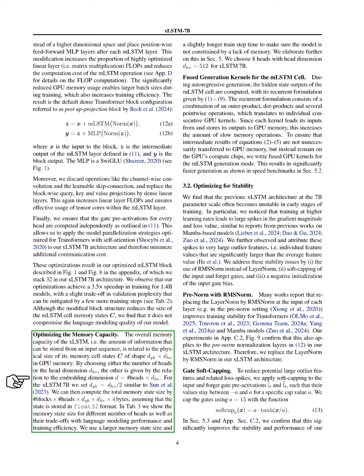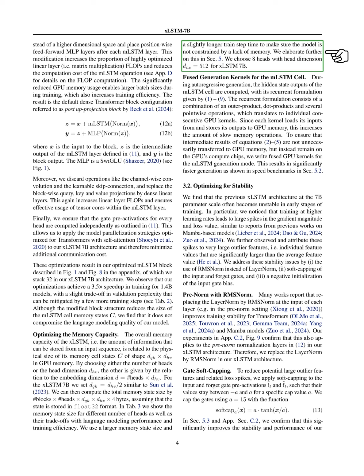We calculate the total memory state size in bytes, assuming the state is stored in a specific format. We present the memory state sizes for various head counts and discuss their trade-offs regarding language modeling performance and training efficiency. We opt for 8 heads with a head dimension of 64 for the xLSTM-7B to ensure the model has sufficient memory. Next, we discuss the fused generation kernels for the xLSTM cell.